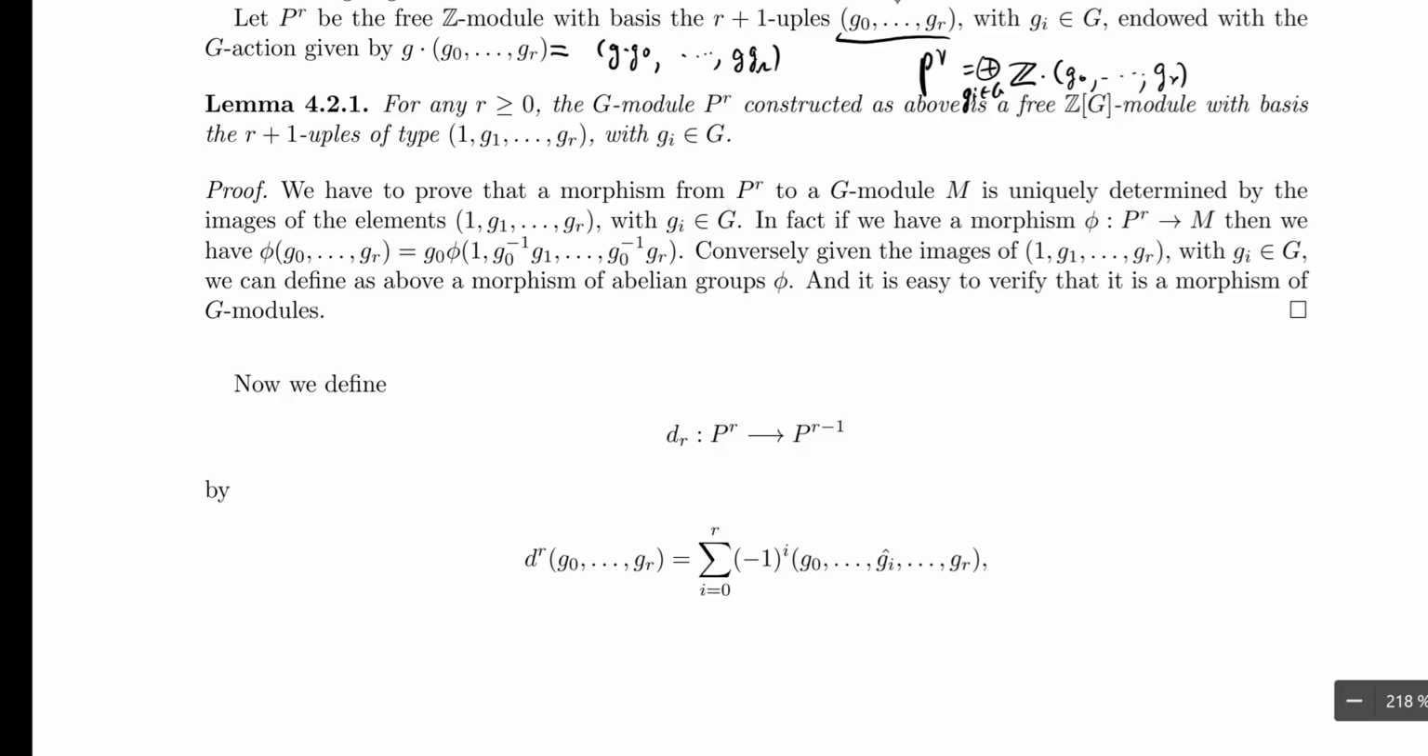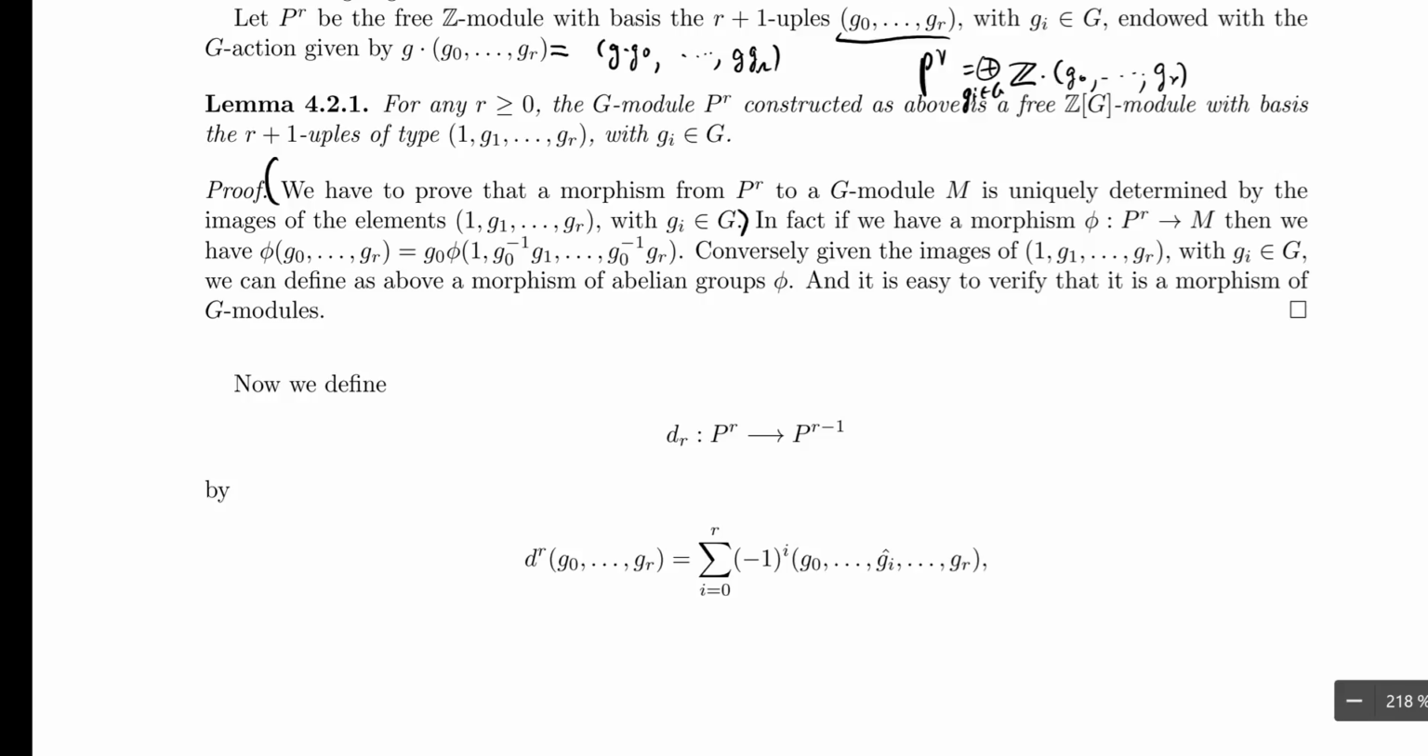Now you want to realize it as a free ZG-module. You claim you want a basis of this type. Here we have to just prove that a morphism from P_r to a G-module M, as a G-linear morphism, is uniquely determined by the image of those elements.